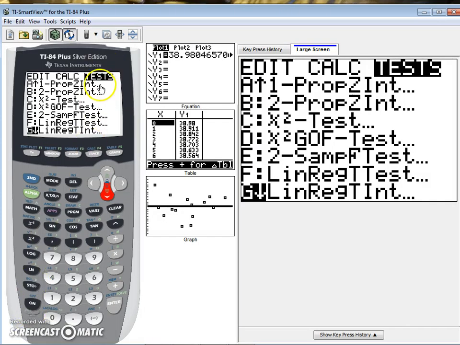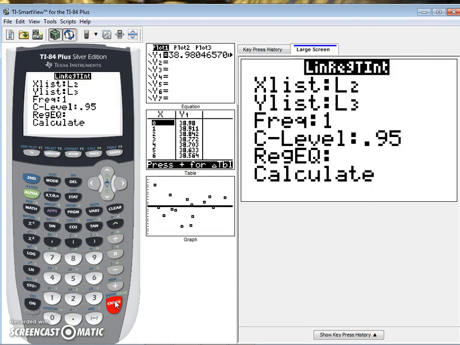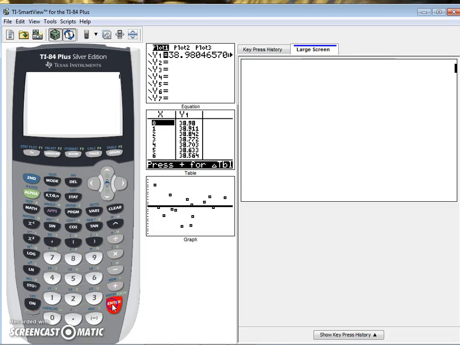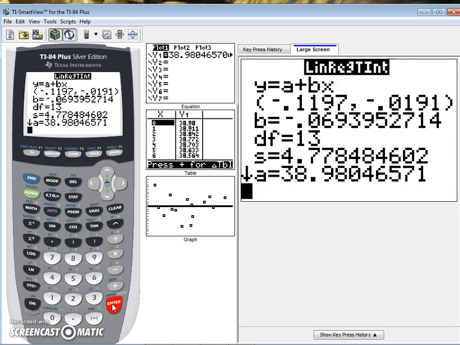We're going to go to stat tests again, go to linear regression t-interval, hit enter. Okay, x in 2, y in 3. We want a 95% confidence interval. Okay, calculate. And we are 95% confident the slope is in between these two values. Okay, it does the degrees of freedom and everything else for you.